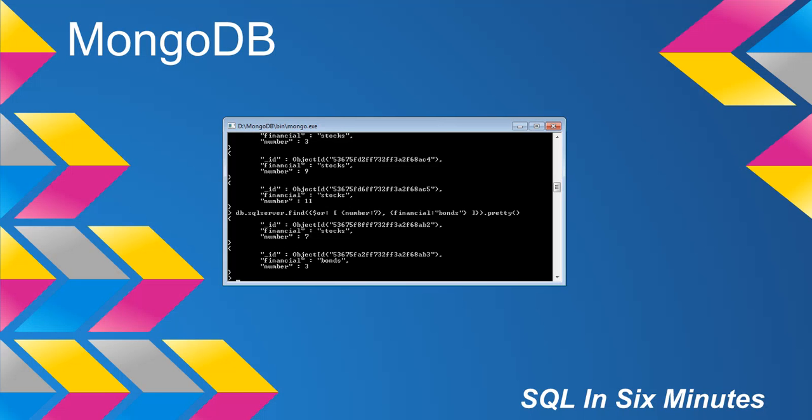And so you'll see what it does is it comes back with this is 7, but it's not bonds, and this is bonds, and it's 3. So it was either 7 for a number, so the key number was either 7, or the key financial was bonds. Okay.